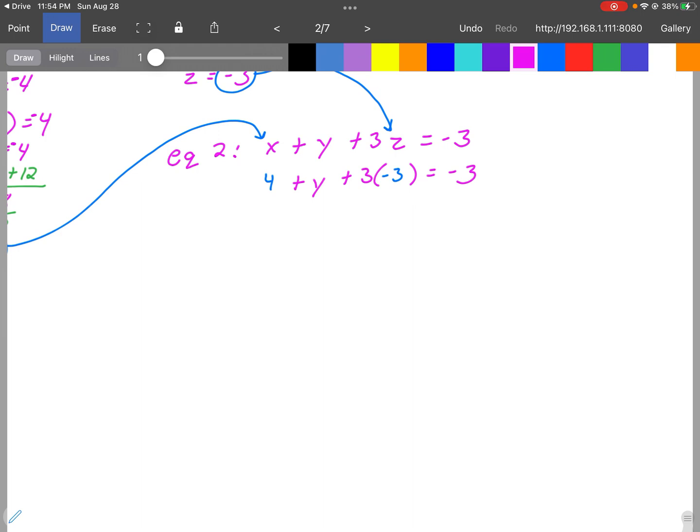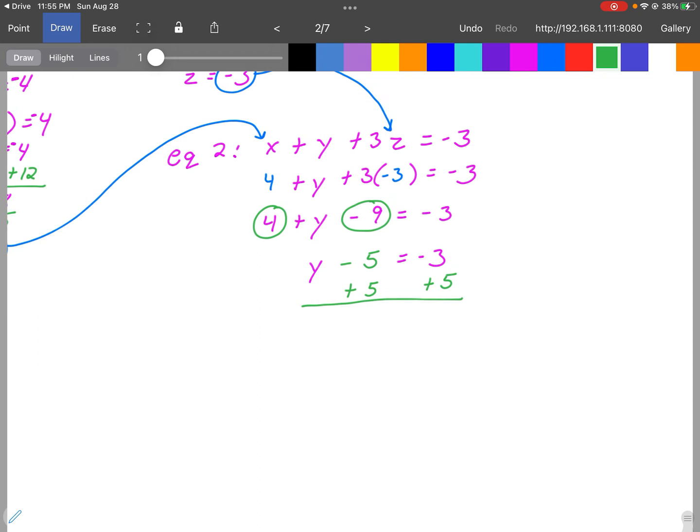So now we're going to focus on just that, and we're going to solve for y. So we're going to leave that 4 alone, plus y, but then we have 3 times negative 3, which is negative 9, and that still equals negative 3. Now, I have some like terms. I can combine the 4 and the negative 9. So I'm going to leave that positive y, but then if I do 4 minus 9, that gives me negative 5, and then it still equals negative 3. All right, now that I have that, I need to add the 5 to cancel it out. Make sure I add it on the other side as well. And then that gives me y equals 2.